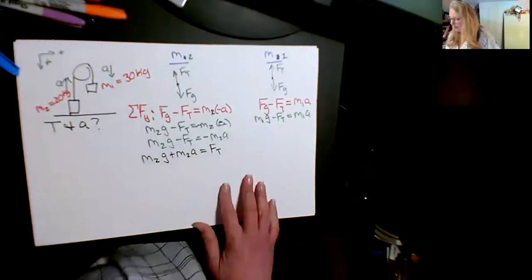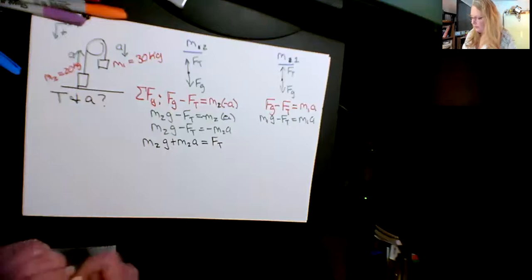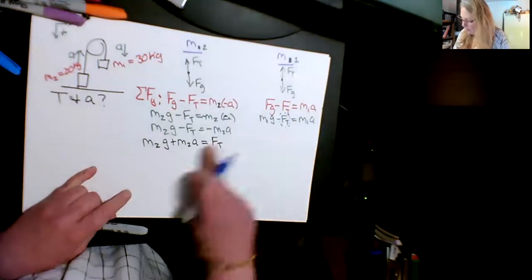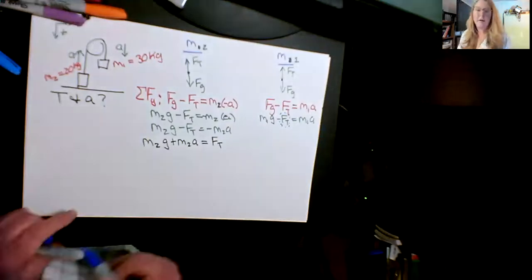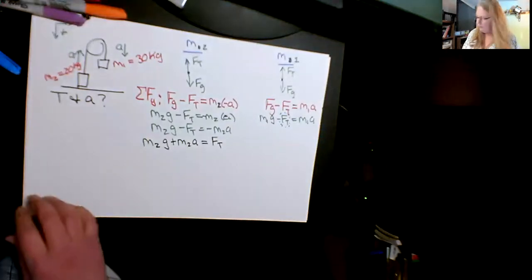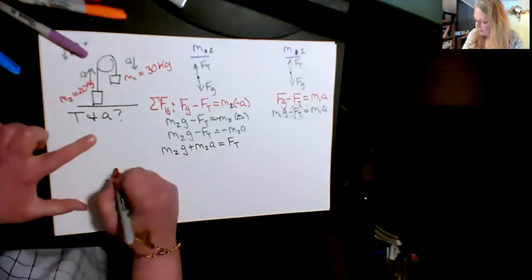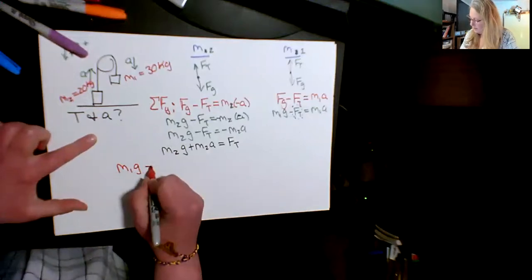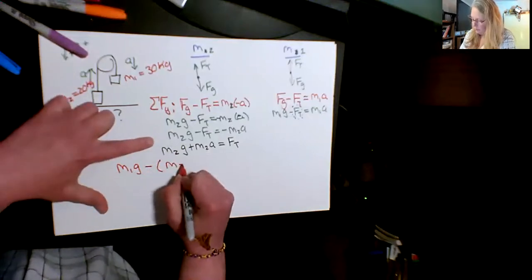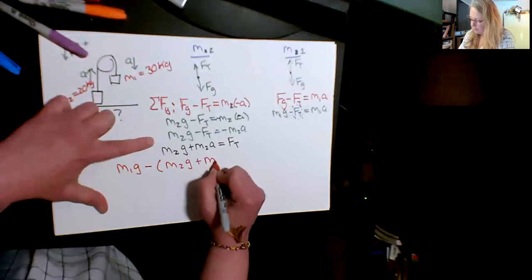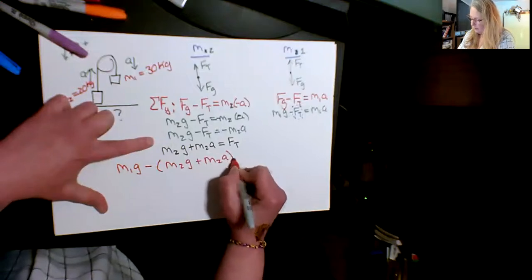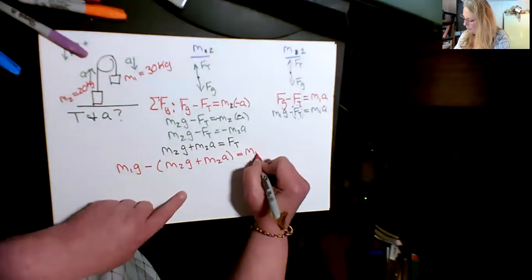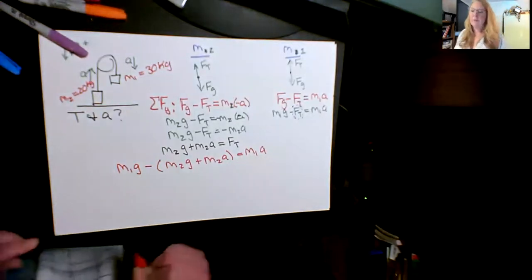So now this looks a bit uglier, but now I can do this substitution. I've defined what the force of tension is right here, so I'm going to substitute these values into here. Let's see what that looks like. I have mass 1 times gravity minus mass 2 times gravity plus mass 2 times acceleration. So that piece equals mass 1 times acceleration.